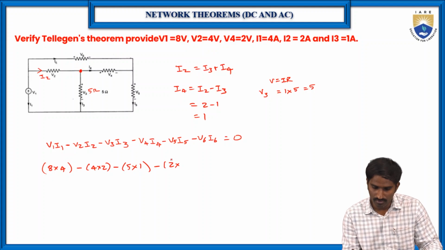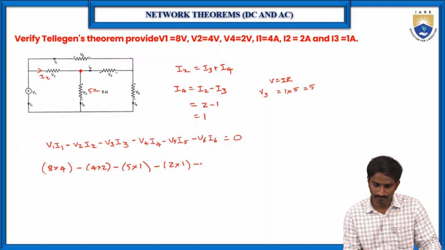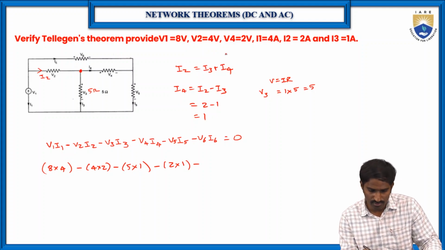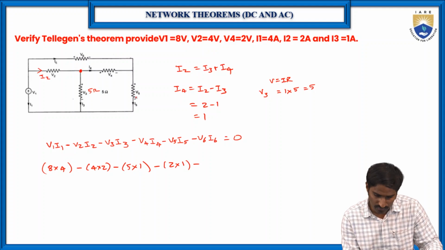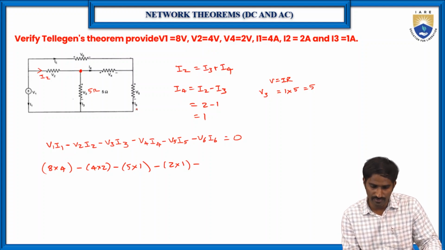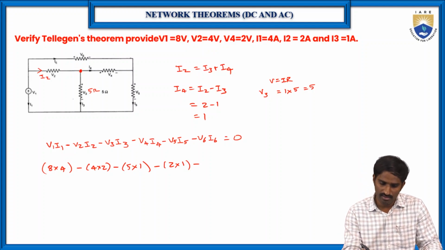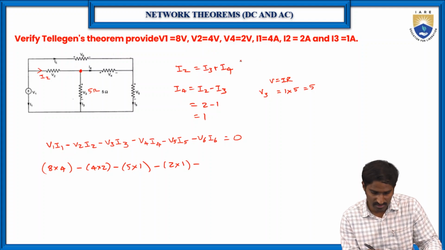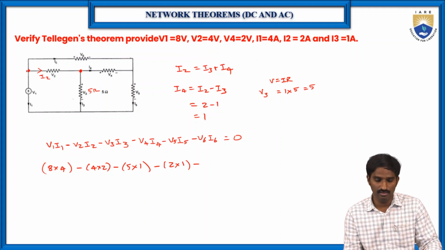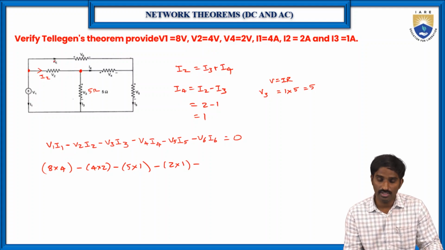Then V4, 2. So 2 into 1 minus V5. We don't know the value of V5, but we know the value of I5. So I5 also we don't know, and the value of I6 also we don't know. But if you apply KCL, because we know I1 and I2, then we can find I6.